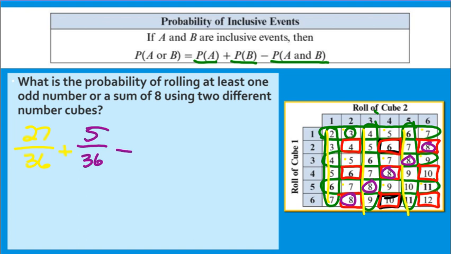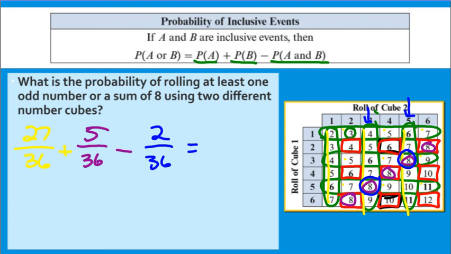So I'm going to use a different color. Let's use blue. So this one is used in this column. This 8 is being used in this column because that's an odd. That was using an odd number, and it's a sum of 8. So now we have 2 out of the 36 that were in both lists.